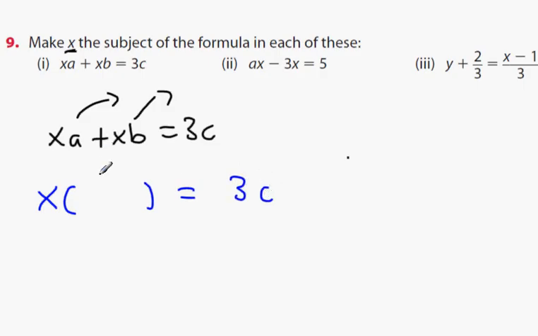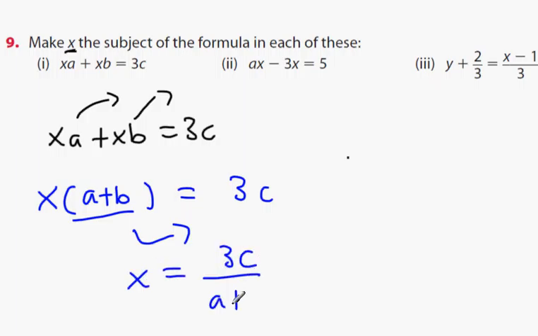If you take out x, what's left? A plus b. What does that mean? It means x multiplied by whatever a plus b is. It's multiply. So what does that mean when you bring the a plus b over to the other side? It's divide. And that's the answer to the first one.